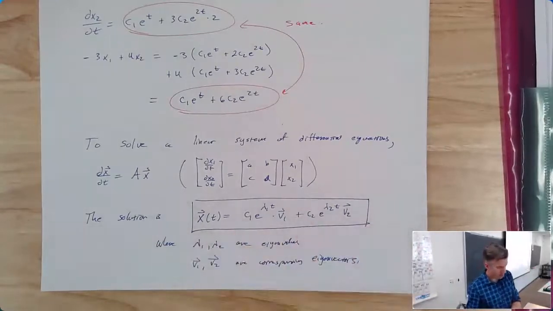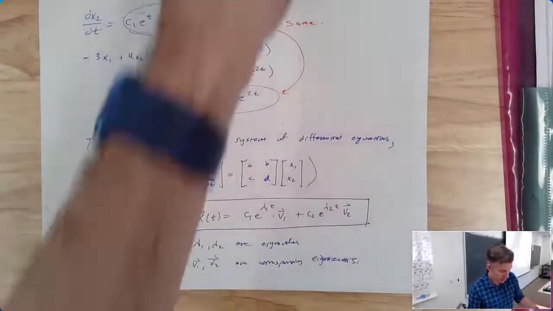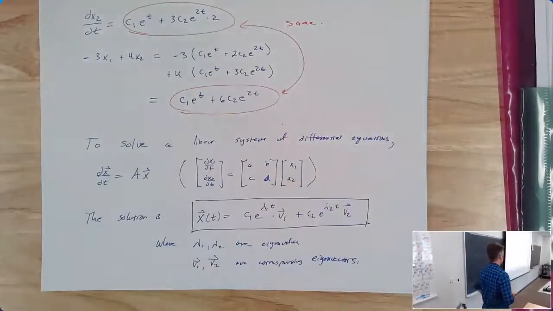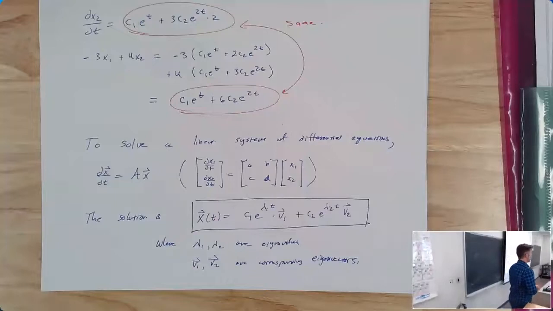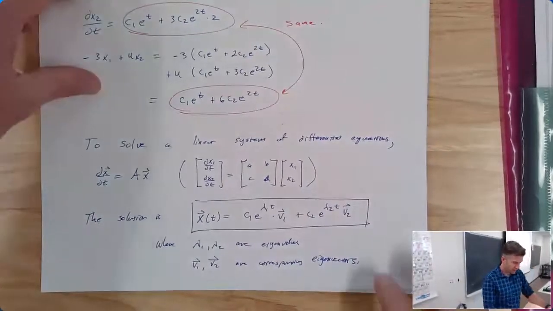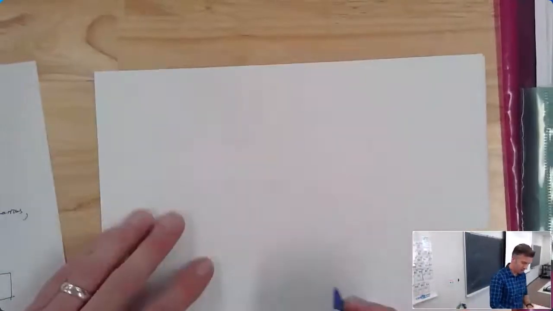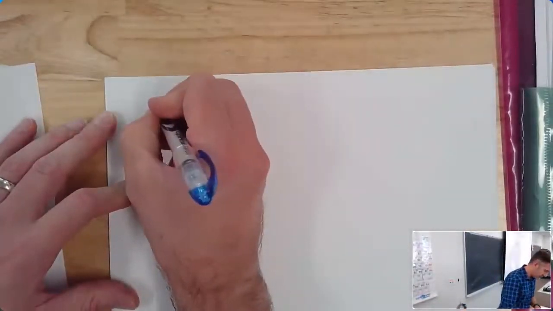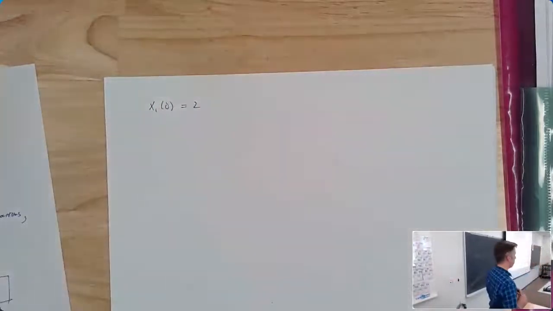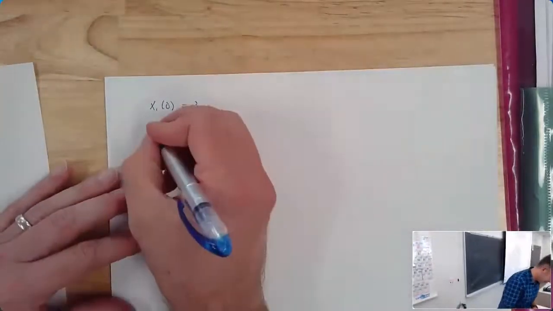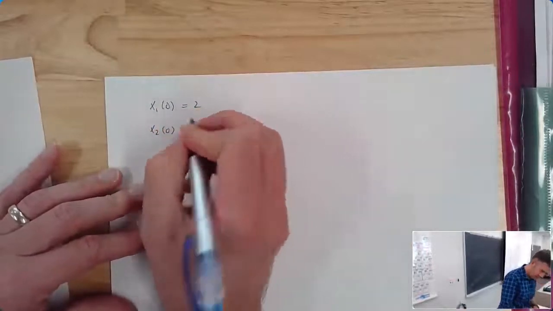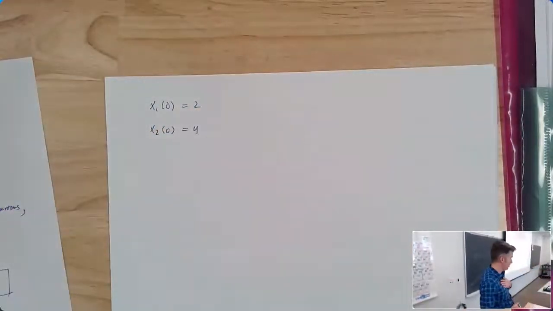And later on, maybe today, maybe right now, yeah, right now. A lot of the time, what they then ask you to do is to find a particular solution. Meaning, if you have some initial condition, you have to find your constants c1 and c2. So let's pretend, these numbers are going to seem kind of silly, that we were starting off with x1 of 0 is 2, so we have a population of 2 wolves at time 0, and x2 of 0 is 4, a population of 4 deer.